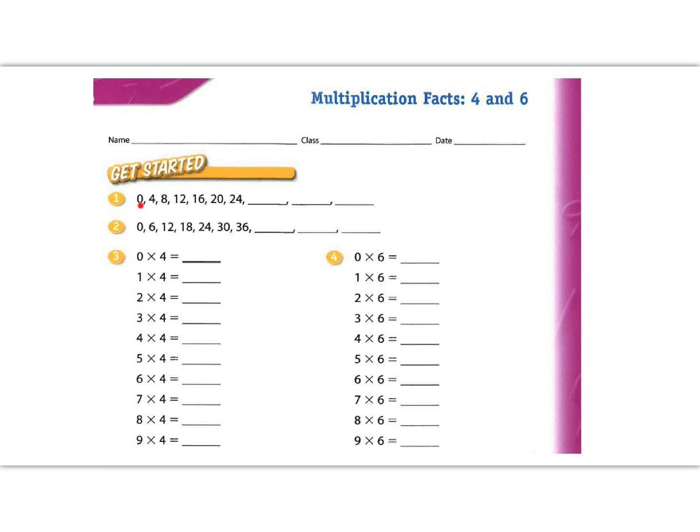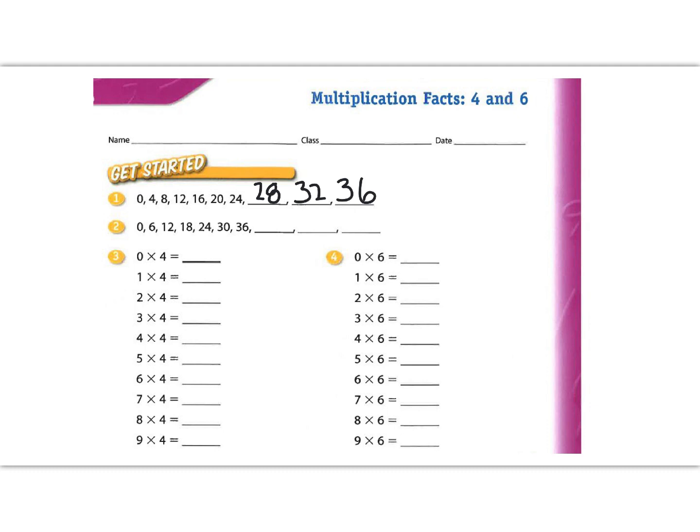Here we can see 0, 4, 8, 12, 16, 20, 24. The pattern is adding 4 every time, or skip counting by 4. So if we go 24, we add 4, we get 28. Add 4 again, we get 32. Add 4 again, we get 36.